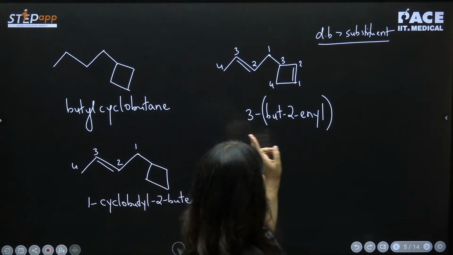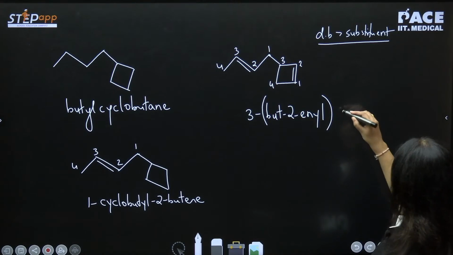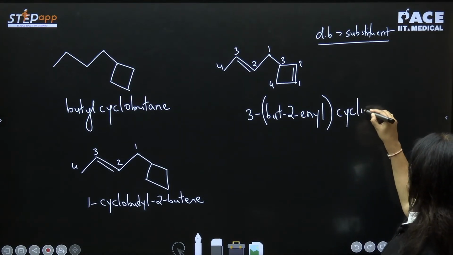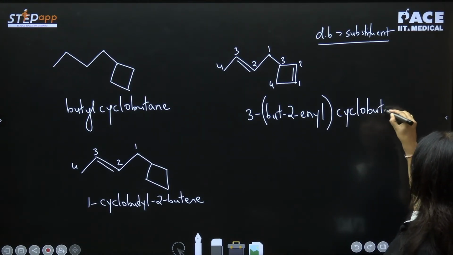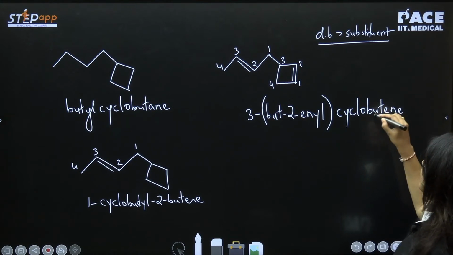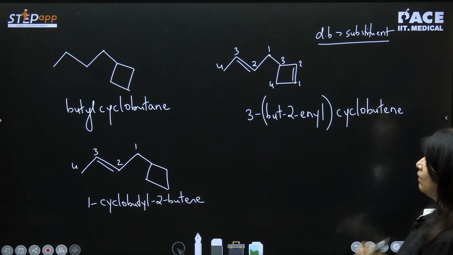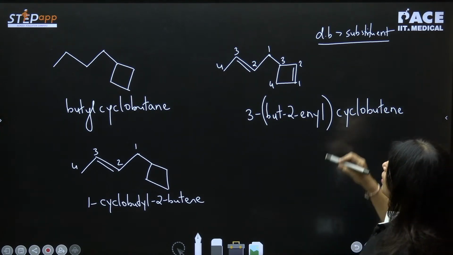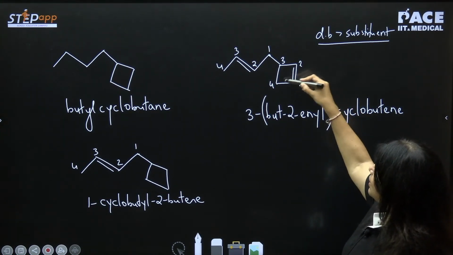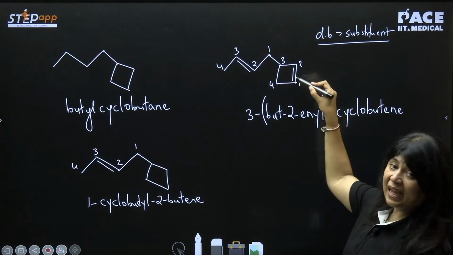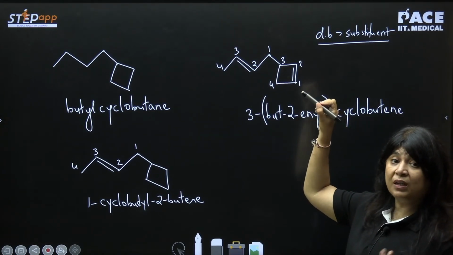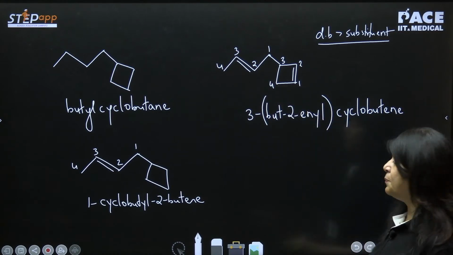So this is 3-(but-2-enyl)cyclobutene. Again, writing cyclo-1-butene or cyclobut-1-ene is optional, because if I change the position of the double bond, it's actually not going to change the position of the double bond, it is going to change the position of the substituent.